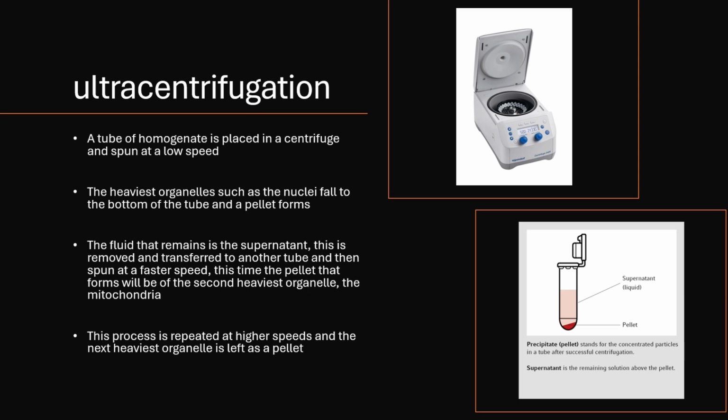You're going to put that into this machine over here called the centrifuge, yeah. This basically just spins it very fast, and what happens is because the material is heavy, it moves to the bottom and it forms a pellet like that. So a tube of homogenate is placed in the centrifuge and spun at a low speed first, yeah? You need to remember that. Spun at a low speed, yeah?